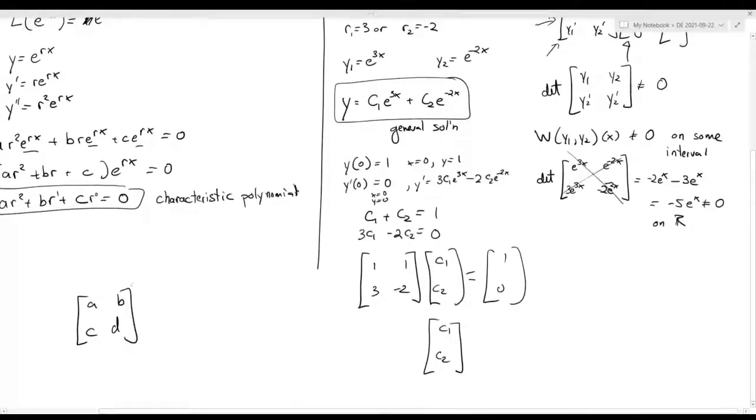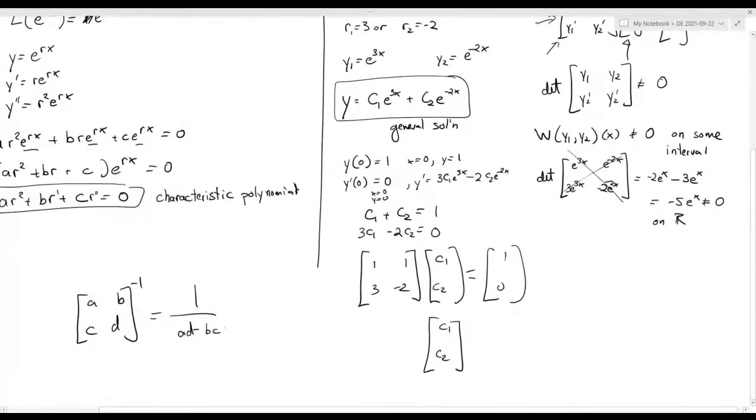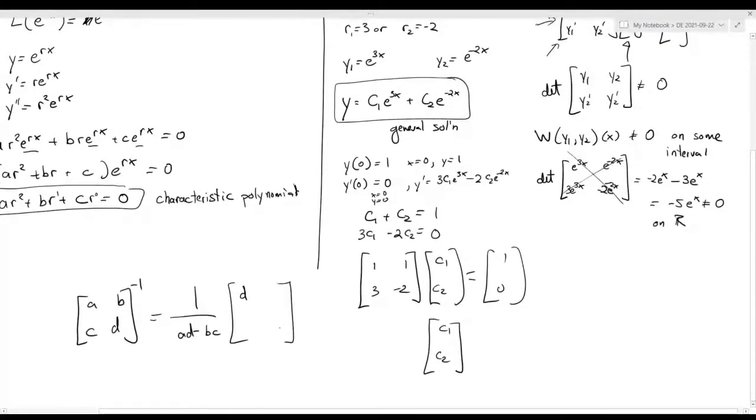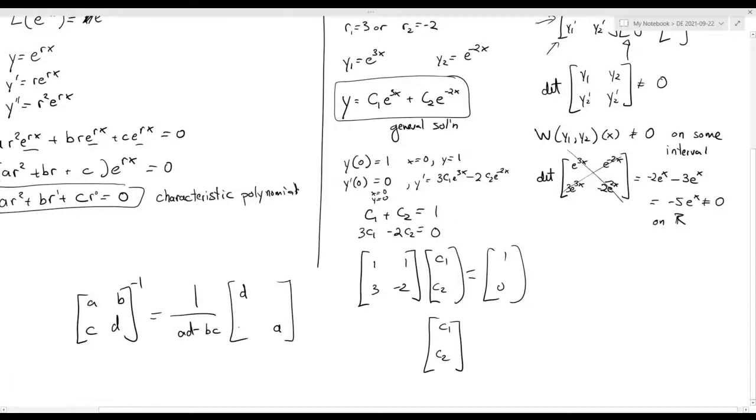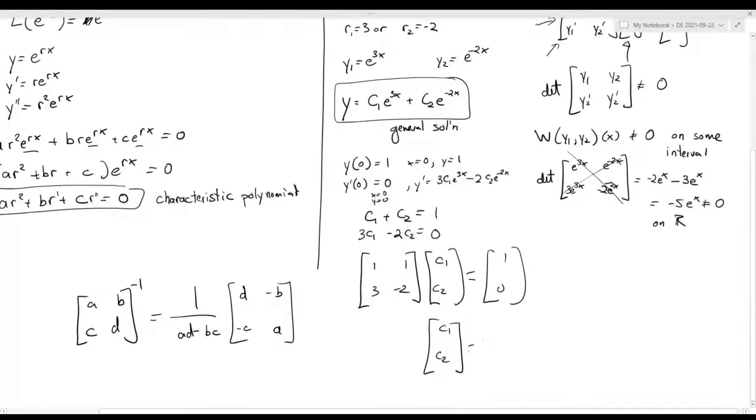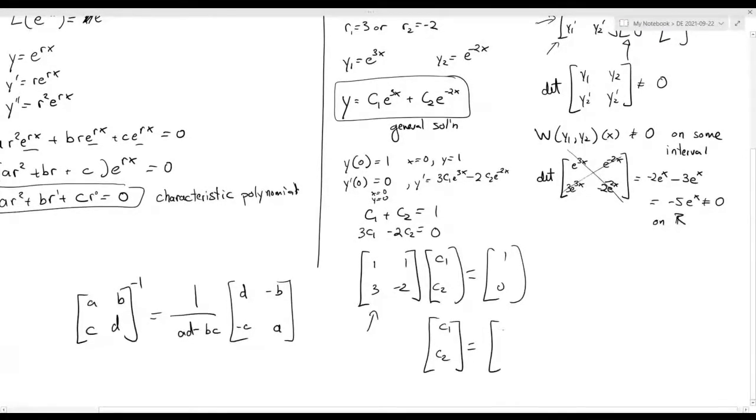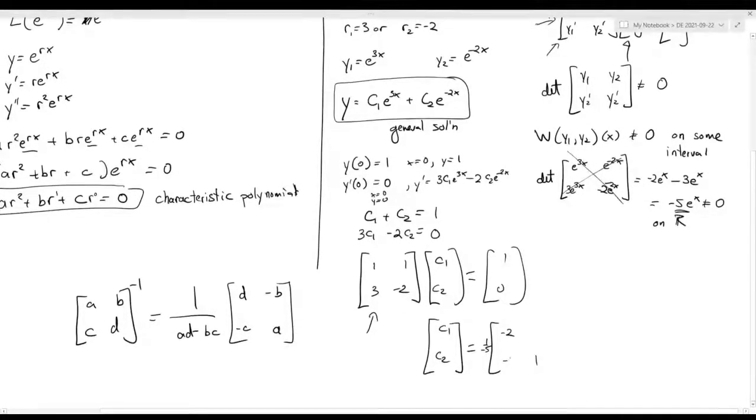1 over AD minus BC, and then you flip the diagonal entries, A and D. And what do you do to B and C? Change the sign on the off-diagonal entries. So this would be the inverse of this matrix. So what's the determinant? -5. Which we could have guessed. And then we exchange the diagonal entries and change the sign on the off-diagonal.